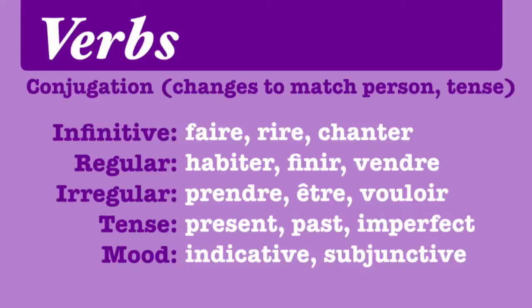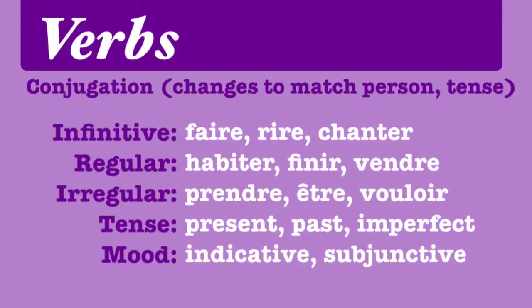Now, irregular verbs do not follow the set patterns of regular ER, IR, or RE verbs, so their conjugation has to be memorized for the most part. Now, here's three examples of irregular verbs: prendre, to take; être, to be; and vouloir, to want.